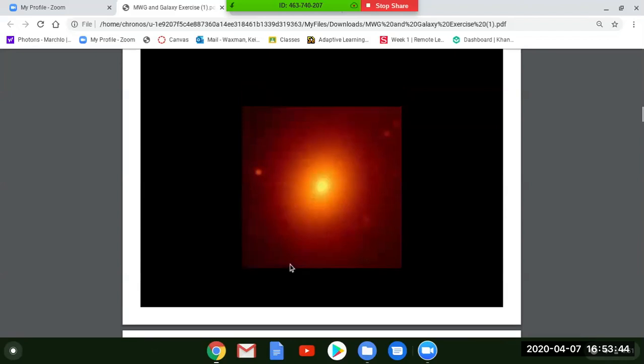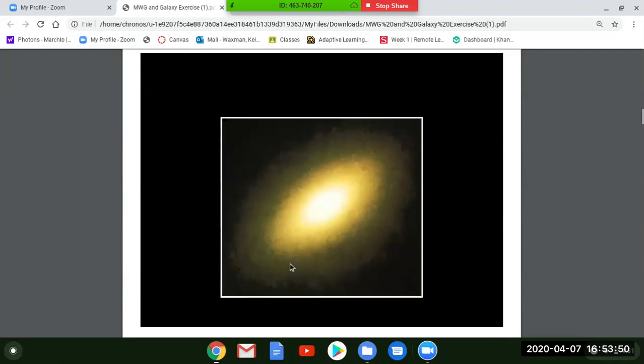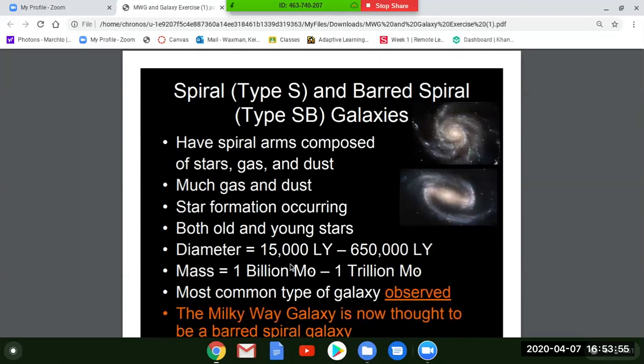Here's another elliptical. Notice the reddish color, orange. Another elliptical, kind of yellowish. Sometimes they look like footballs, sometimes more spherical. All right, now, spiral and barred spiral galaxies.